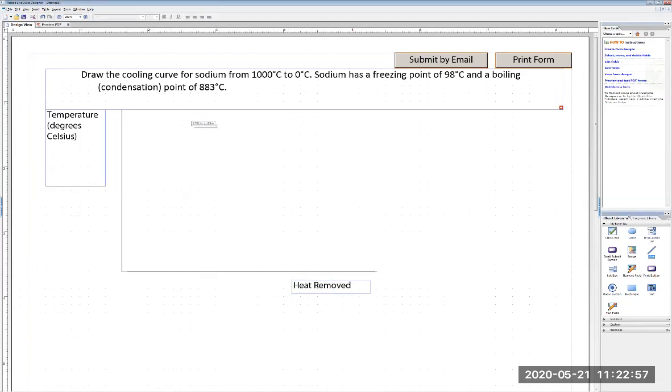A line here. Let's do it on top. Oh, I did a line. I don't know if this thing is easy to use.